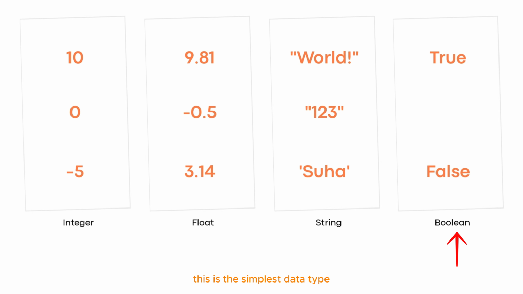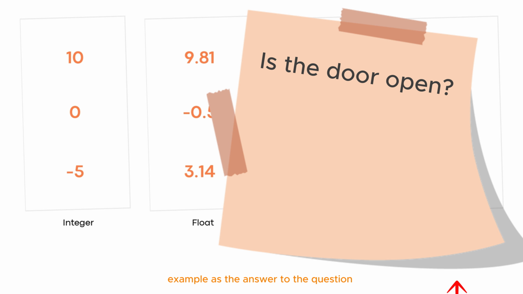Boolean. This is the simplest data type. It can only have one of two values, true or false. It's the language of logic. Example, as the answer to the question, is the door open? Which is simply yes or no.